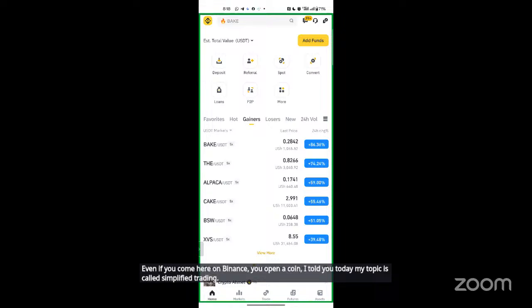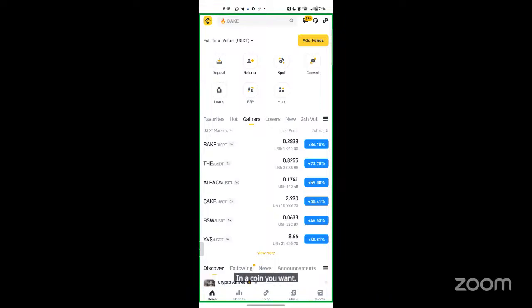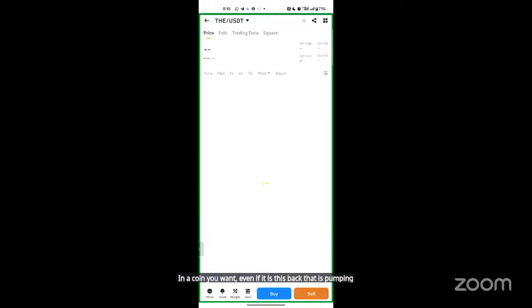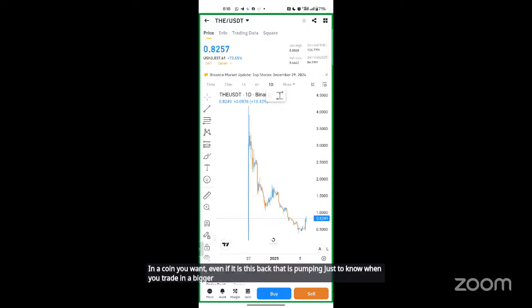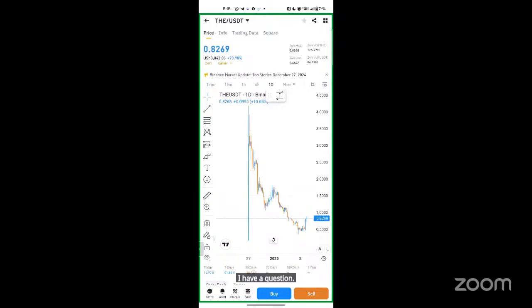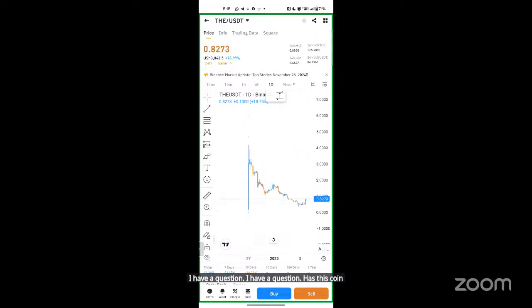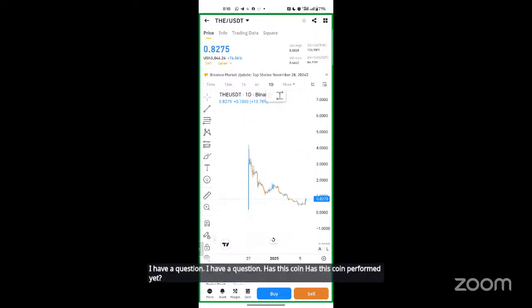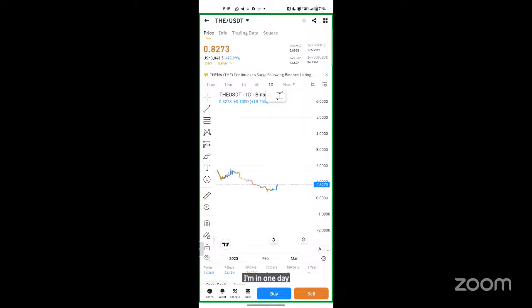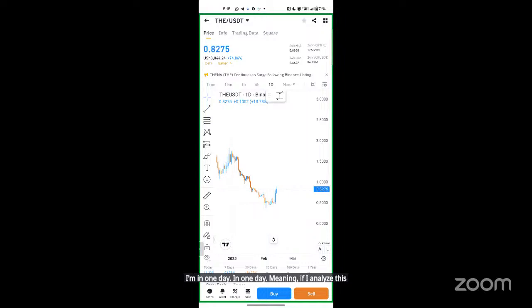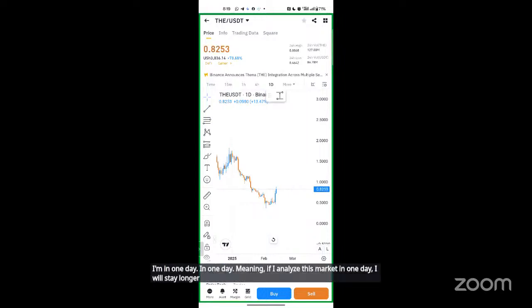Any coin you want, even if it is this one that is pumping, just know that when you trade in a bigger time frame, you stay in the trade longer. Now, this is one day. I have a question: has this coin performed yet? Meaning, if I analyze this market in one day, I will stay longer in the market.